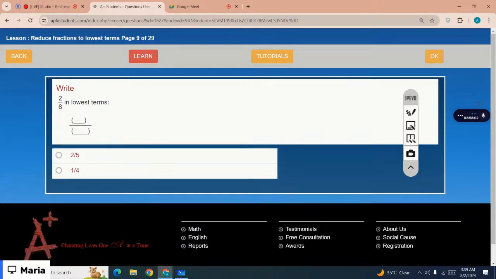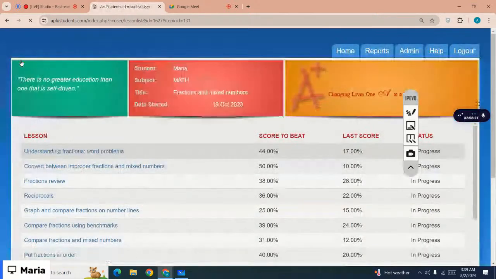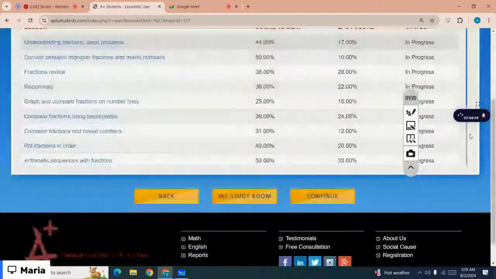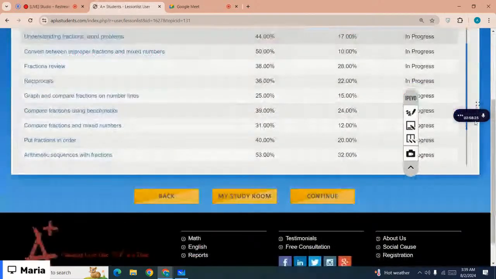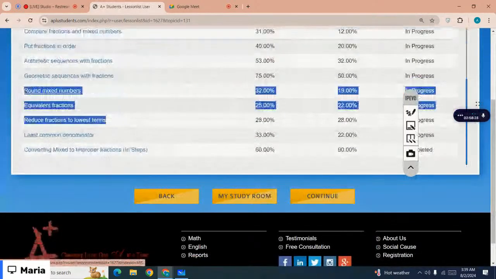Okay, you can complete the lesson by yourself later today. We're working on grade 5 math. The chapter we were working on is fractions and mixed numbers. And the lessons we have covered today are rounding mixed numbers, equivalent fractions, and reducing fractions to lowest terms, right?